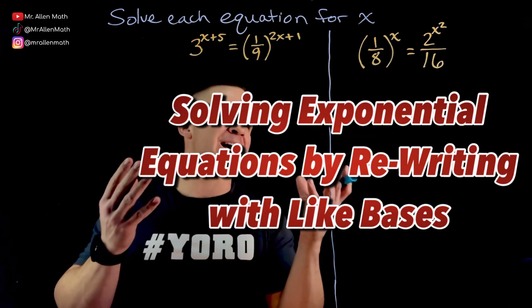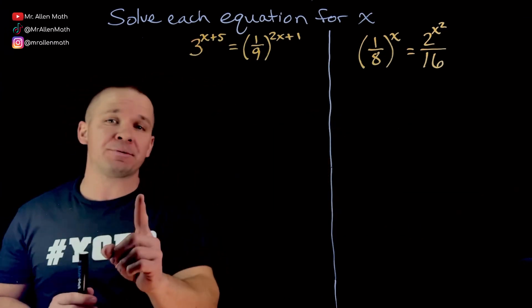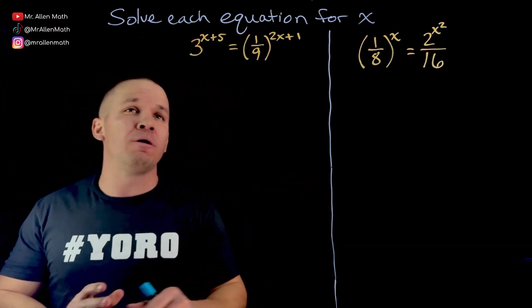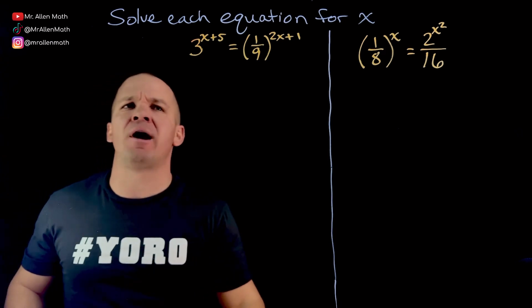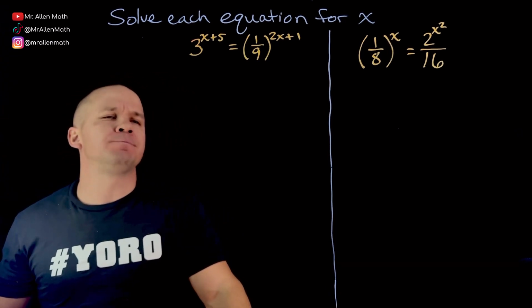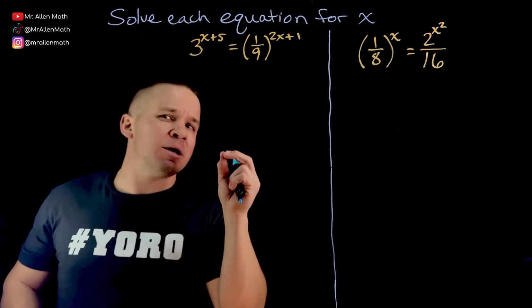We're going to be solving some of these exponential equations here, and we do not have like bases in these things, but perhaps we can get some like bases. So we want to solve each one of these for x. That is the goal. We got 3 raised to the x plus 5, and I got 1/9 raised to the 2x plus 1. Well, 1/9 could be rewritten as a base of 3.